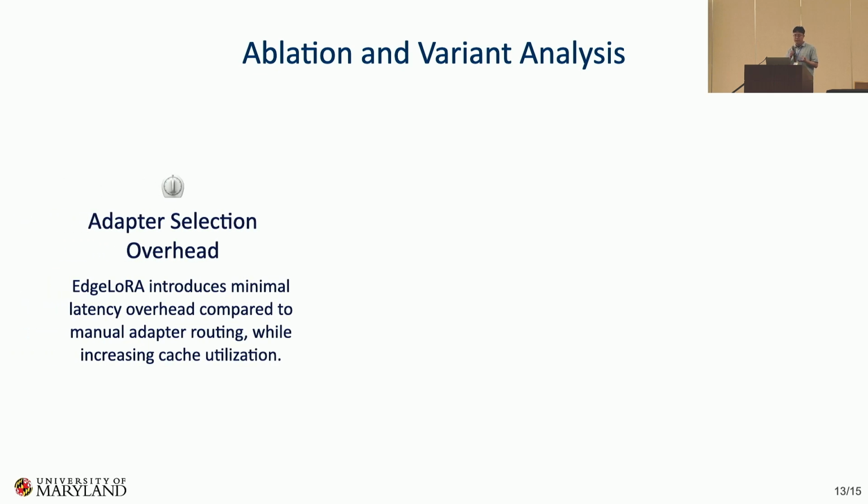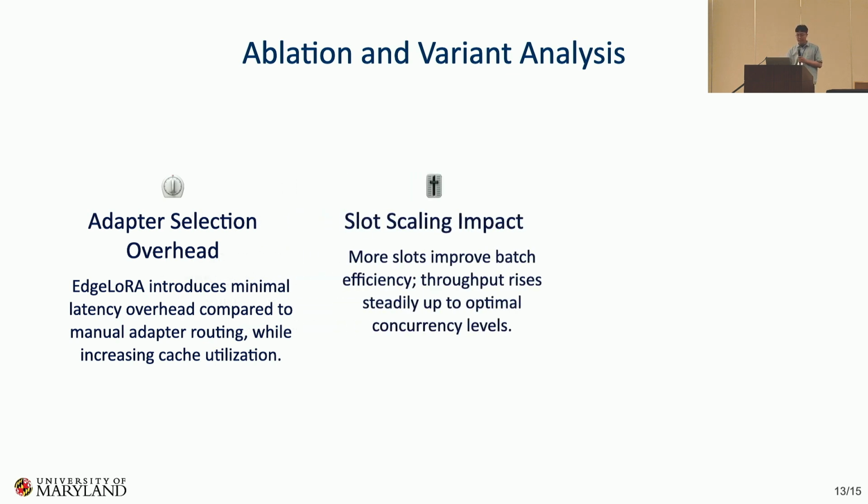So what's actually driving these performance gains? That's where the ablation and variant analysis comes in. First, let's talk about adaptive adapter selection. This smart routing only adds a tiny bit of latency, but in return, it gives a big boost in cache efficiency. So it's a very worthwhile trade-off. Next, we look at slot scaling. As we increase the number of slots, batch processing becomes more efficient, and throughput keeps increasing up to a point. Once you hit the optimal level of concurrency, the benefits stop, mostly due to the limited resources of the devices.